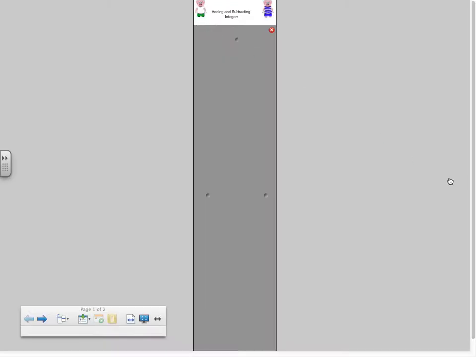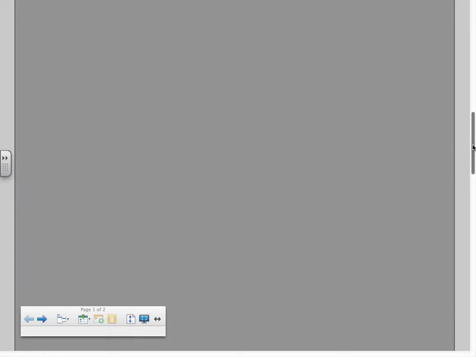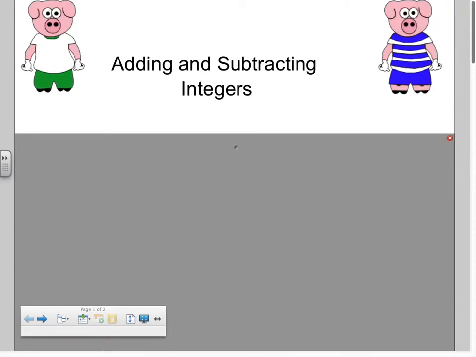Hi there. Today we're going to be learning about adding and subtracting integers. So take out your notes and let's put the title on there, Adding and Subtracting Integers. And Pig 1 and Pig 2 are here to help us with that. Aren't they cute? Okay, so we're going to start in a place that you know really well.